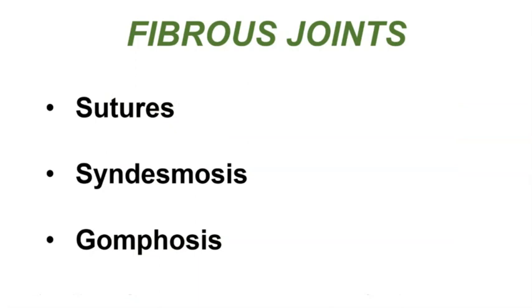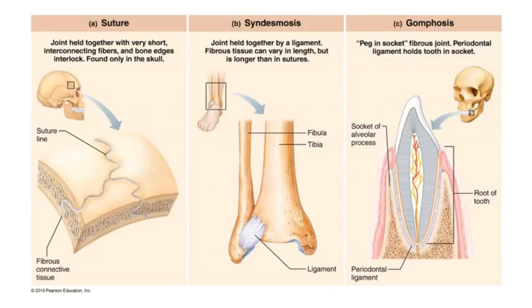So we'll see three types of fibrous joints. We'll see sutures, syndesmoses, and gomphoses. Although these three joints have different names, they all have the same basic structure that we've reviewed on the previous slide. They really only differ in their locations within the body. So let's look at sutures first.